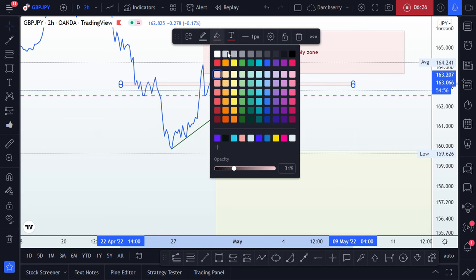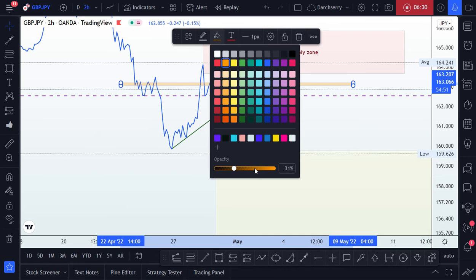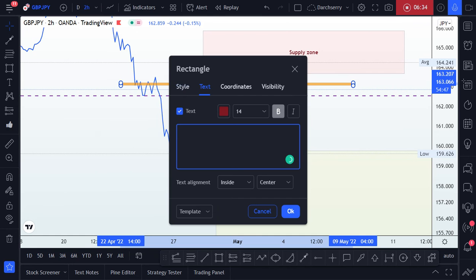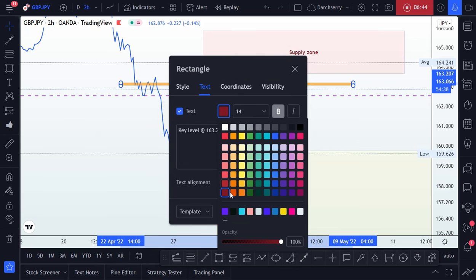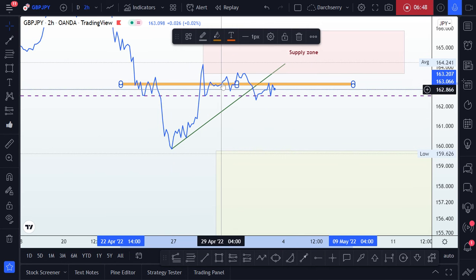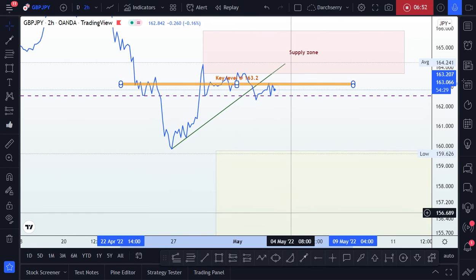So our key level is always golden. So let me put it gold, and let's thicken this a little bit. Then let's label this key level at 163.2, and let's give this a gold color. Now with our key level, let's place this on the top so that we can all see.